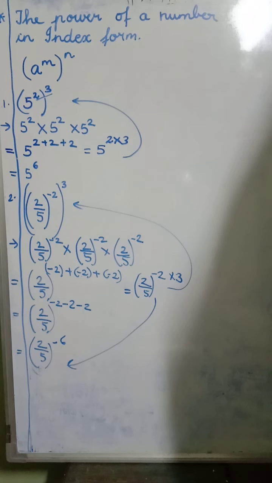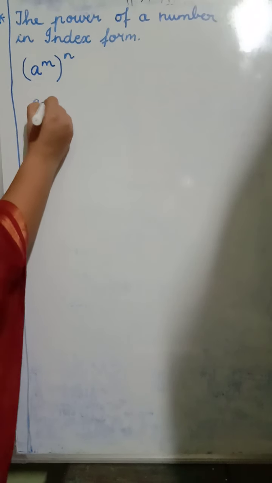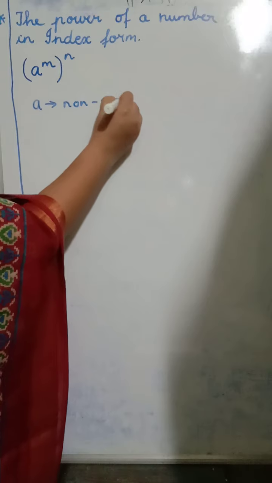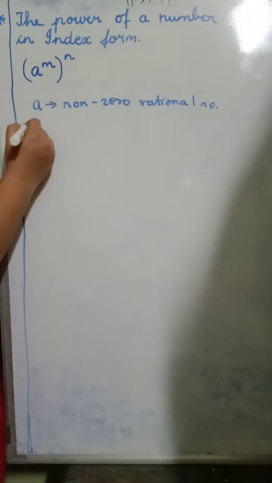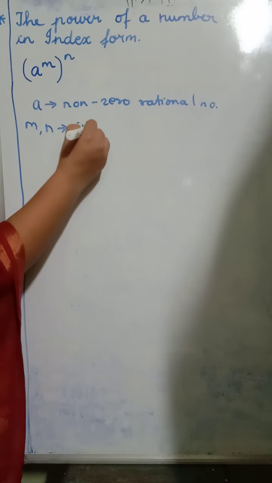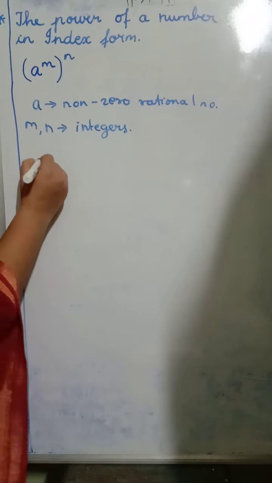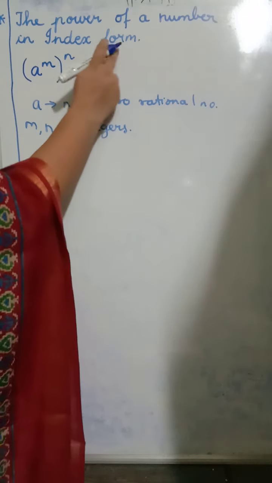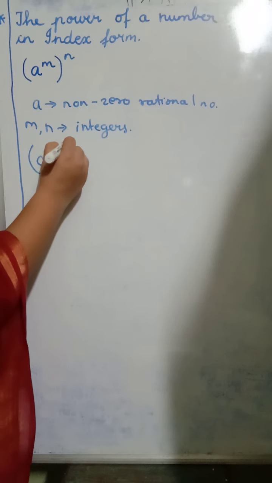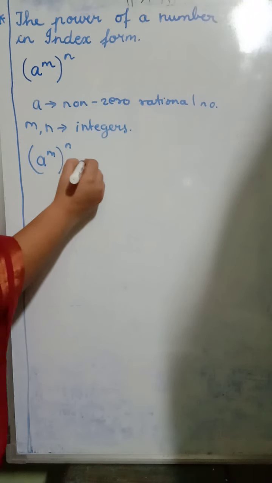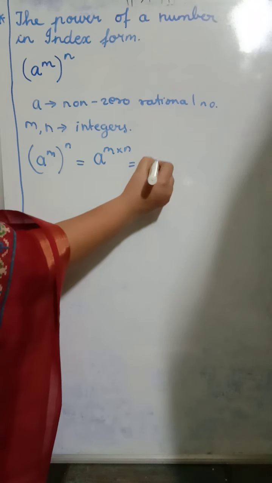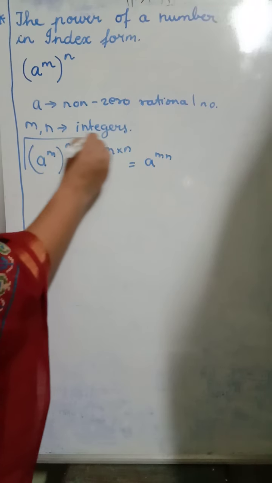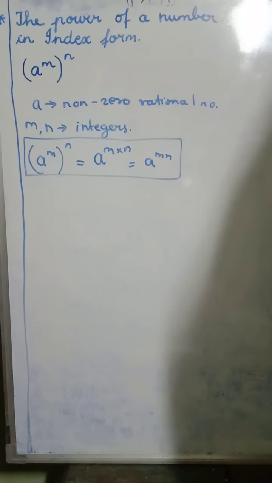So from this we are learning that if a is a non-zero rational number, and m and n are integers, then we can write the formula as a raised to m, the number in index form, with power n. We can write this as a raised to m into n, that is equal to a raised to mn. So can we use this formula? Yes. Again, now we'll prove that.